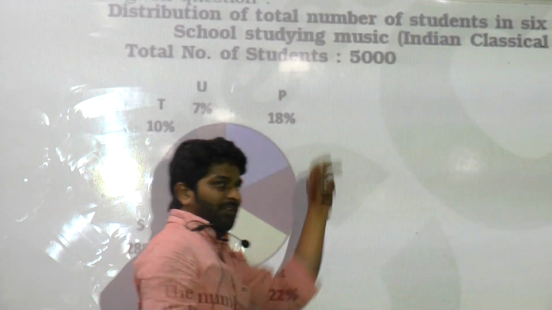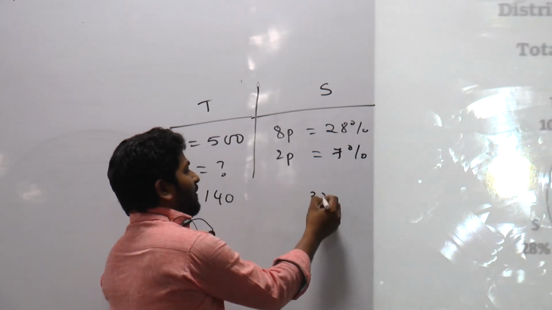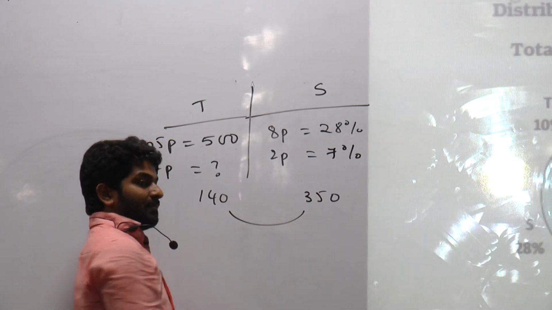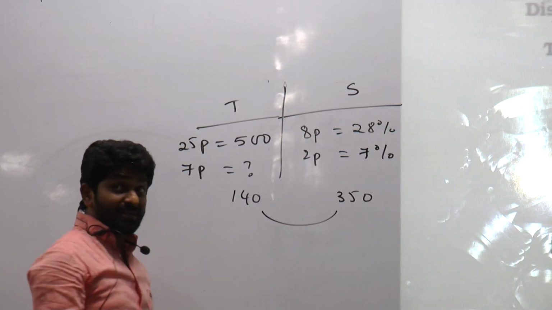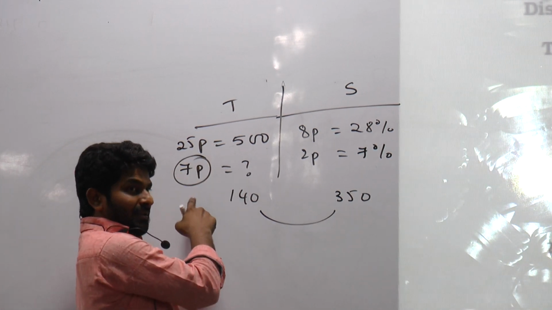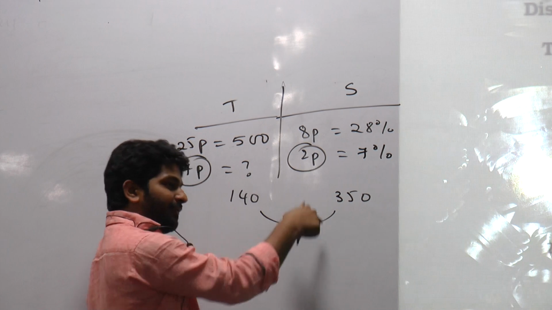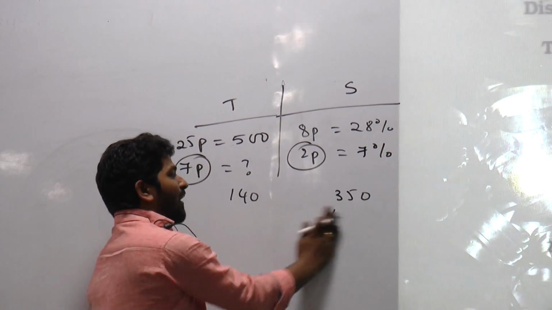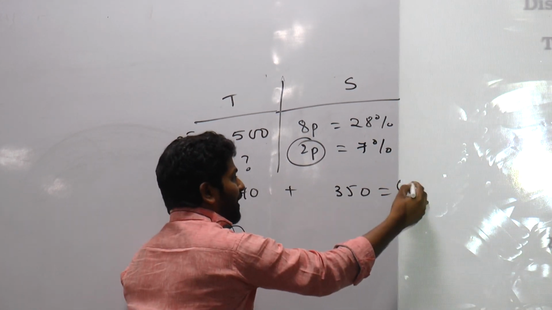7% is 350. Right. You need to take difference or addition. Sum. What is this? What is 7 parts? Difference. What is 2 parts? Difference. So you need to add these 2 values. What is your answer? 490.